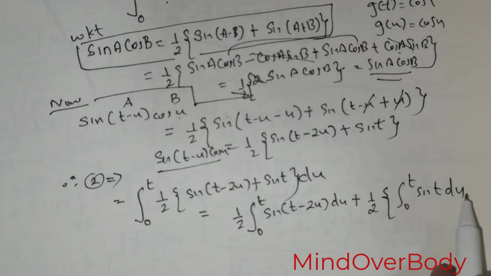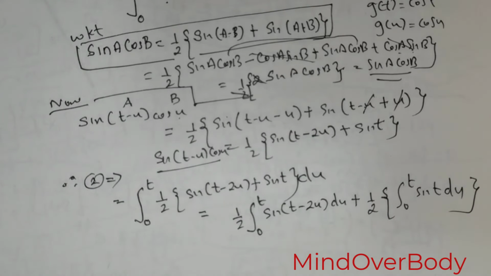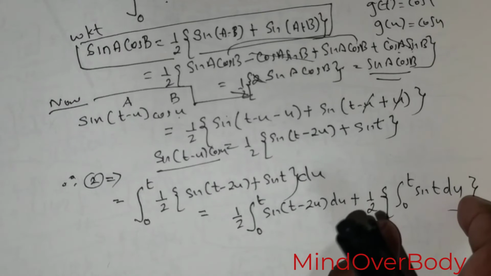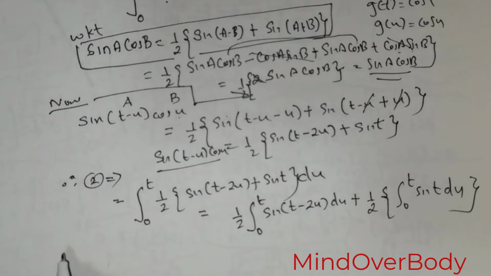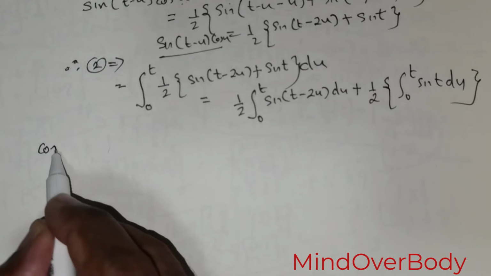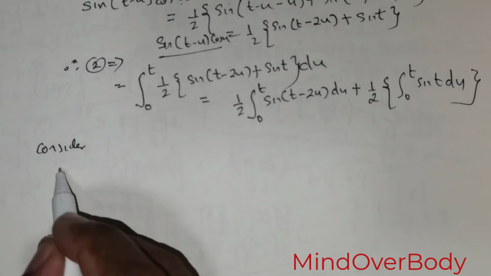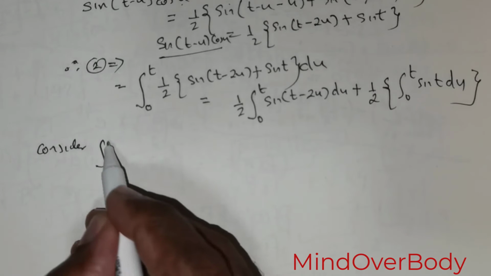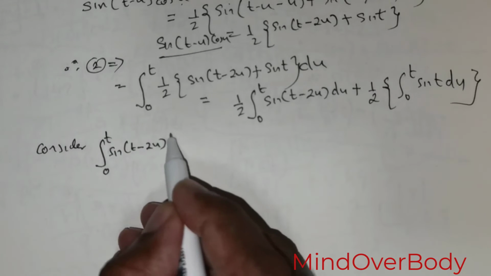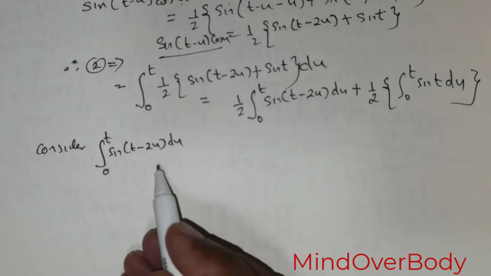So this is what we have got. I place a parenthesis. That's fine. So now we will have to integrate this and then add it up with the integrated value of this. So to integrate this, what I wish to do is I would like to consider integral 0 to t sine of t negative 2u times du. Now use the function here.